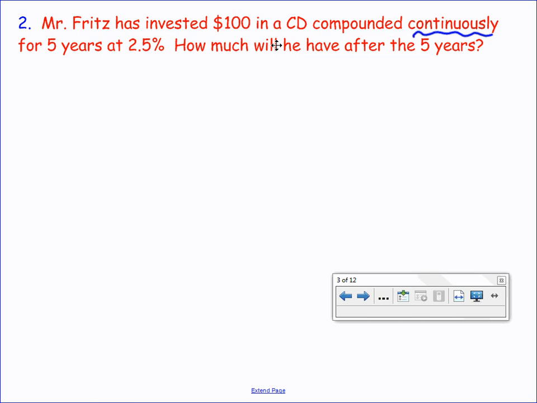For 5 years at 2.5% interest, how much will he have after 5 years? So here we go. There's the keyword continuously. They're authorized the use of A equals P times E to the RT, and we'll go ahead and rewrite that. Our amount A, after my principal investment, $100, times E to the, and my R, interest rate, is going to be 0.025, times the term of the investment is 5 years, and we can just do a straight evaluation.